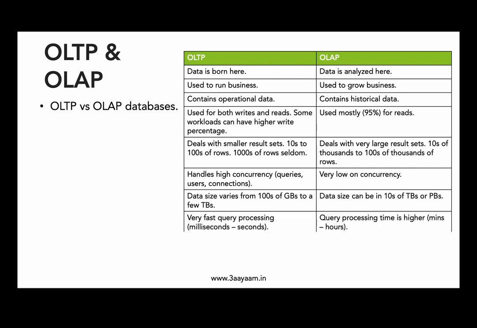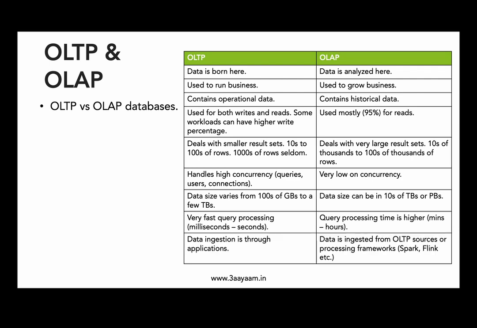The query processing time in OLTP systems is very fast. Most of the times the response time is within milliseconds, if not seconds, but it does not go beyond seconds. But in OLAP systems, the query processing time is expected to be higher because data analysis is done here using historical data. So that's why it can be in minutes to hours also. And in OLTP, the data ingestion is done through applications, as I already told you at the beginning. And in OLAP, the data is ingested from OLTP sources or processing frameworks like Spark, Flink, etc.